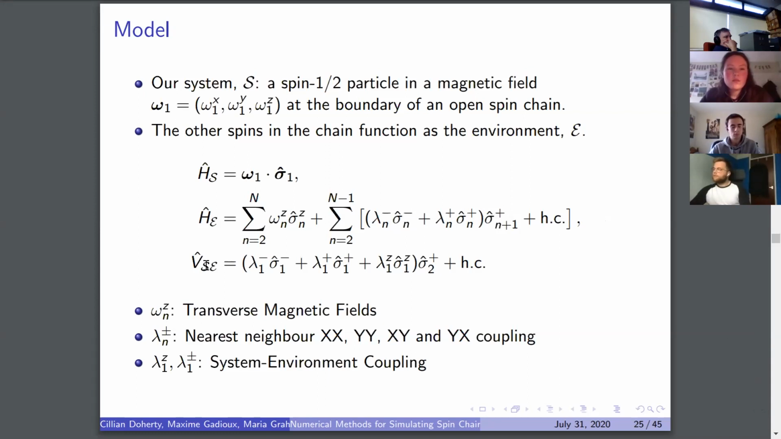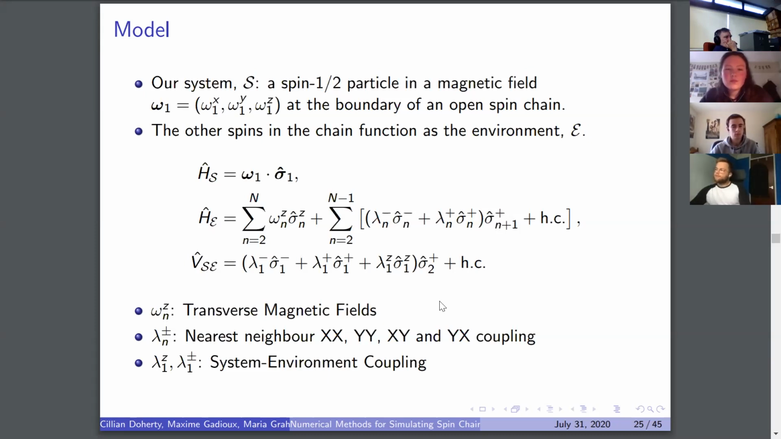Then finally, we have the interaction between the system and the environment, which is given by this V Hamiltonian here. So we have these again, the sigma minus, sigma plus coupled to the sigma 2 plus, which is the Pauli operator acting on the second spin in the chain. And again, these represent xx, xy, and so on interactions. And then we also have this zx and zy interaction here from the sigma z operator.